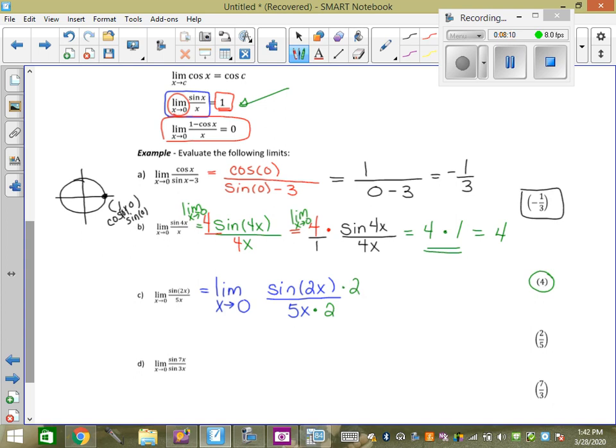And I'll show you what happens. So I'm going to go the limit as x approaches 0 of sine 2x over 2x. But what's left over in the bottom? A 5, right? So I can multiply the 5 over here. And what's left over in the top? This 2, right here. And what happens when I apply the limit? Sine 2x over 2x becomes a 1 times 2 over 5. And I get 2 over 5.